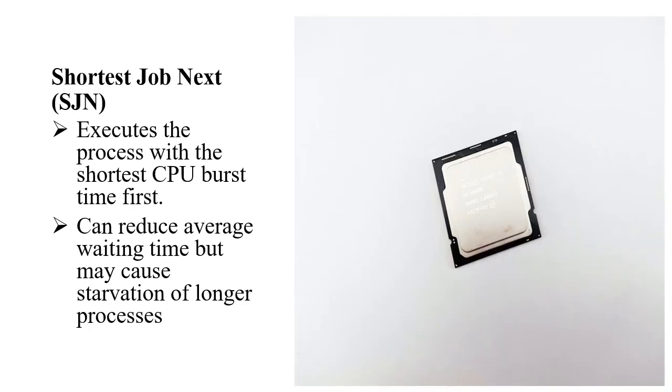Next, let's see shortest job next or shortest job first. In this method, the process with the smallest execution time is selected first. The positive is that it reduces average waiting time. The negative point is that long processes may stall. That is, a process may wait forever if small processes keep coming. This method is best when we know the execution time of all processes beforehand.